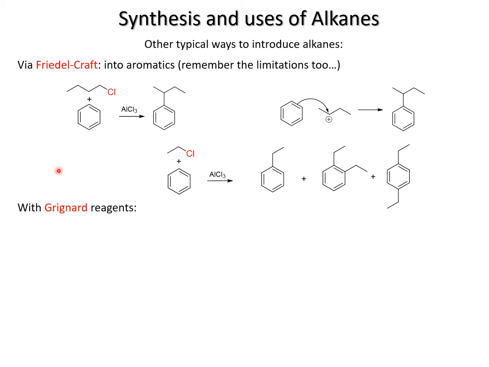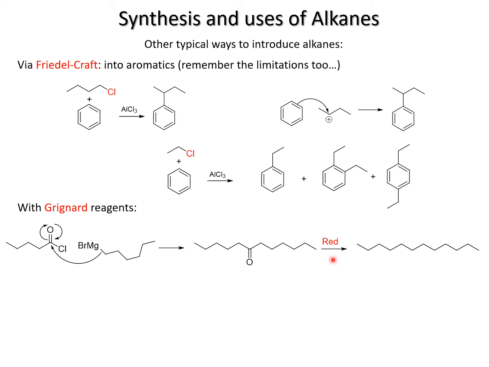Another typical way is by using Grignard reagents. We know that Grignard reagents are very versatile reagents, and for instance, we can create a Grignard on this side and we can add it to this acyl chloride. Both of them contain really long chains, and by a simple reaction we can obtain a ketone here that then eventually can be reduced down to form our aliphatic chain.